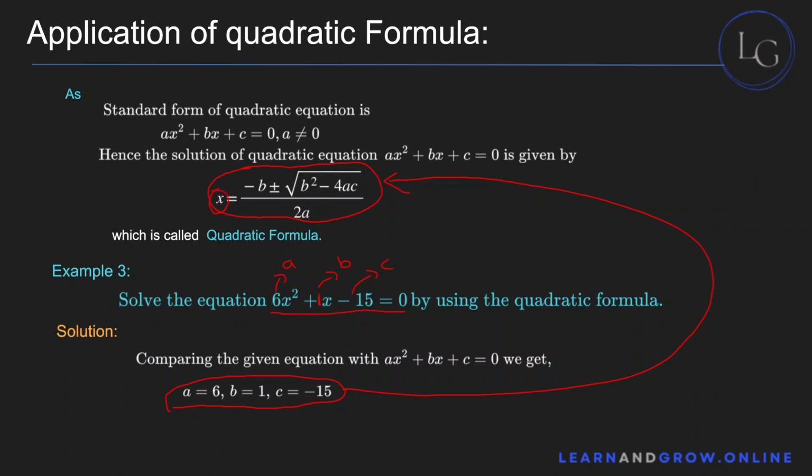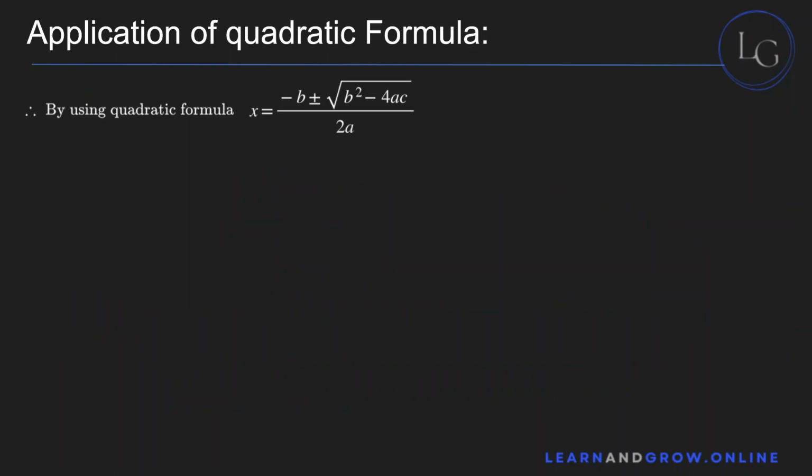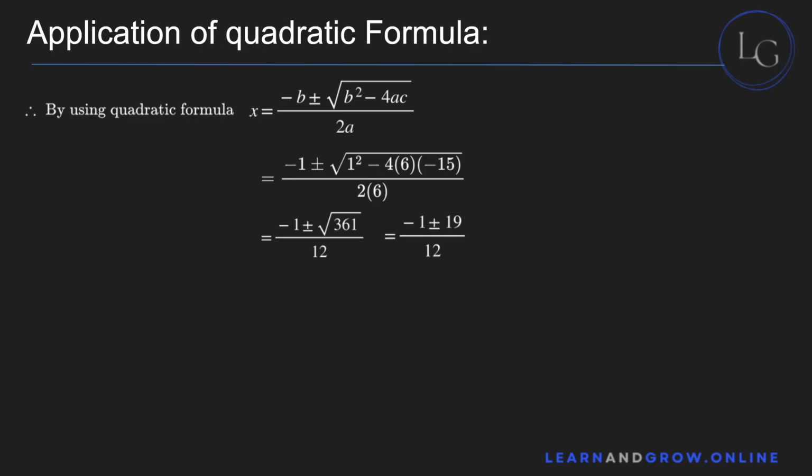So this is what you'll get when you plug in: -b plus minus under root b square minus 4ac, divided by 2a. And so you get -1 plus minus under root 361, divided by 12. So this becomes -1 plus minus 19 over 12.